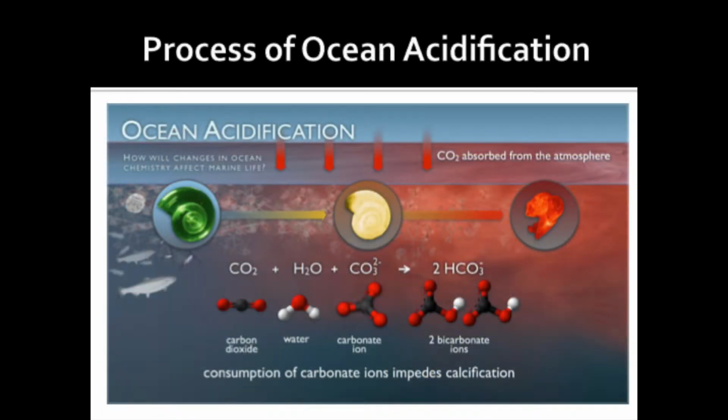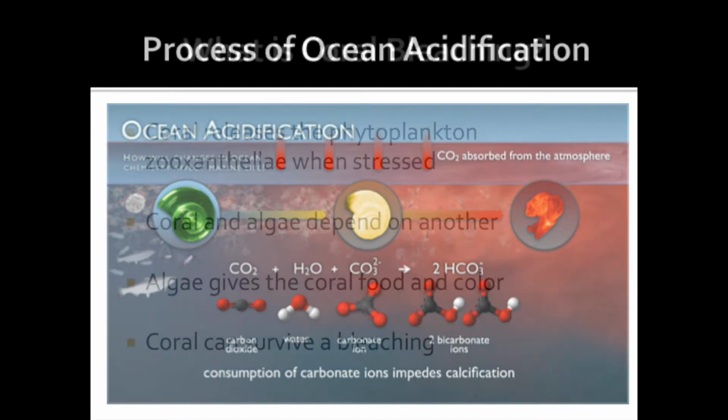This diagram represents similar chemical processes that go into the ocean becoming more acidic. The unique thing about this diagram is that it shows that the consumption of carbonate ions impedes calcification, which can affect mollusks and various other shelled organisms.